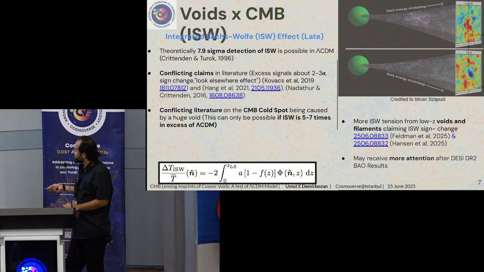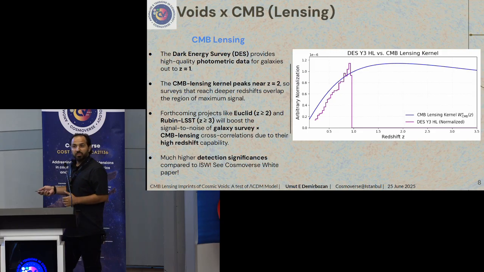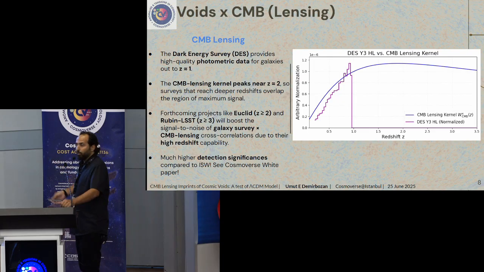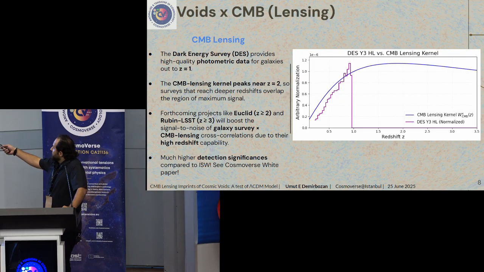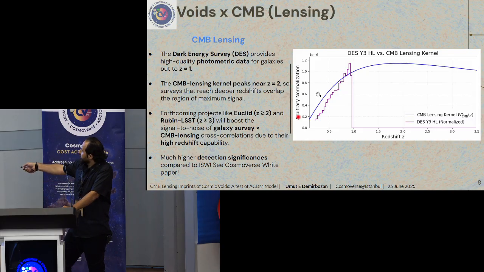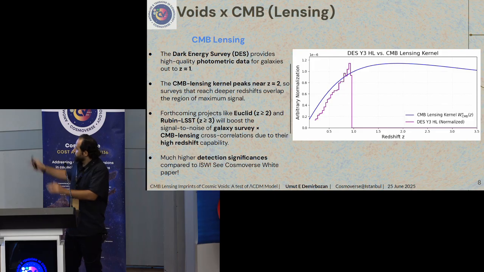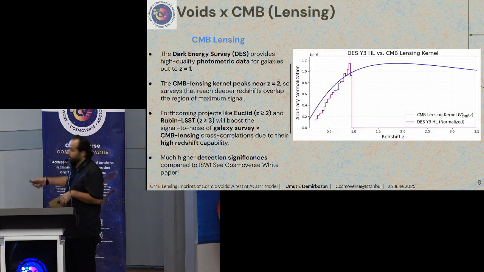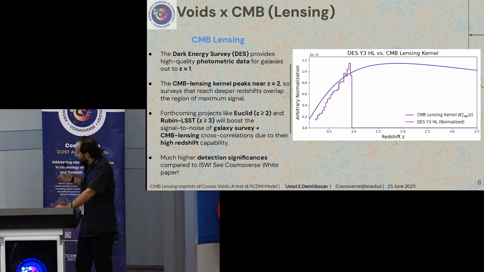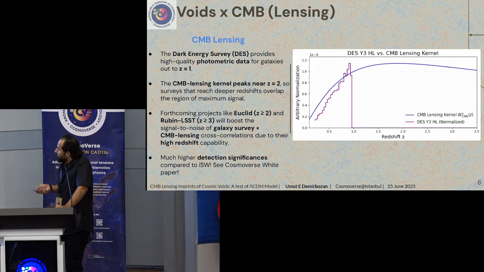So this was interesting, and we wanted to probe the CMB lensing counterpart of this epoch. Basically, if you cross-correlate voids with the CMB lensing convergence map, which peaks around redshift 2, the blue is the CMB lensing kernel, and the purple is where the Dark Energy Survey mostly probes. So we intersect in this region, and future surveys like Euclid and Rubin LSST will go deeper. The detection significance is much higher than ISW, because ISW is a weak effect in lambda CDM, but we can go much higher in significance. I will show this in the final results.